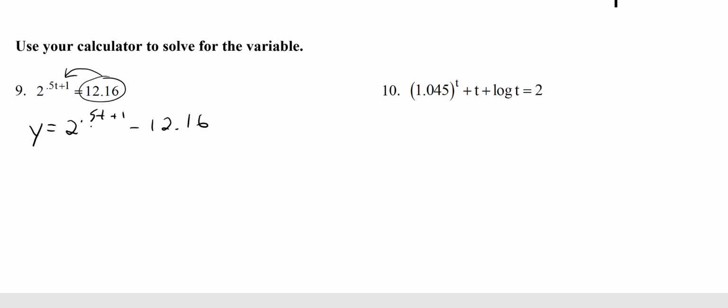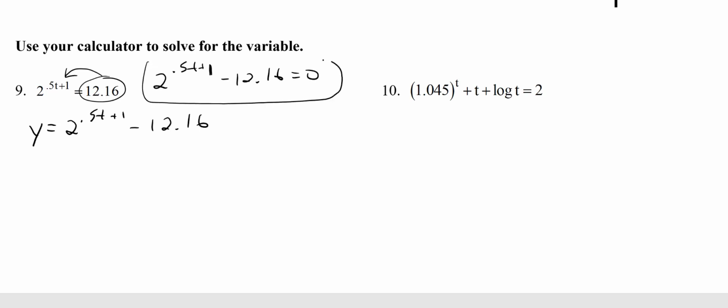Okay? And I know I put it into an equation because I need to actually enter it as an equation, but technically, here, let me just write this out here. It's 2 to the 0.5 t plus 1 minus 12.16 equals 0. This is really what I have here, math fans. Okay, I have it equal to 0. So I need to know how this can be equal to 0.